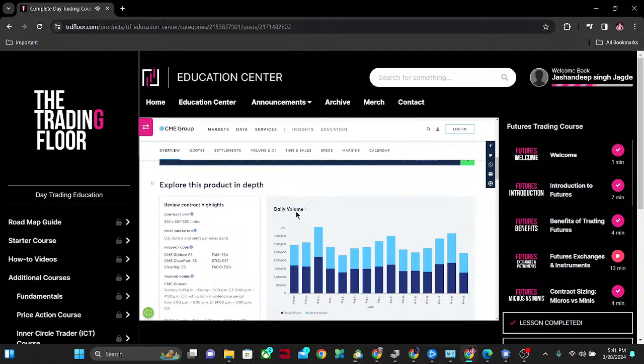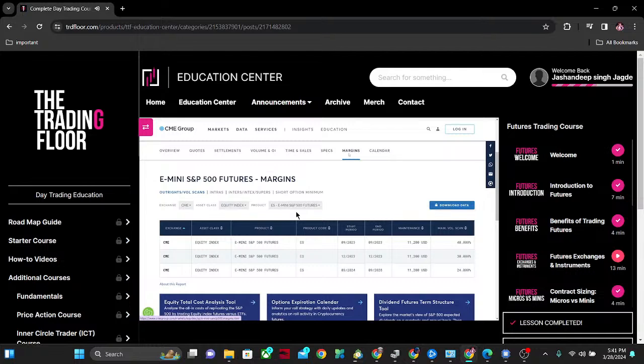And then if you scroll down, you can see this Explore this product in depth section. And this will show you that each one of the contract unit's price point is $50 per point. It's traded in US dollars and cents. And you can see that the product code, if you were looking for it in the exchange, is ES. They also provide here the trading hours through the CME exchange. Here as well, you can see daily volume totals for each one of the days of the month that this contract has been traded.